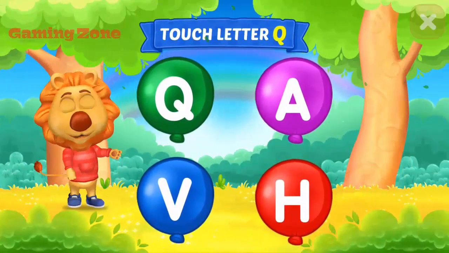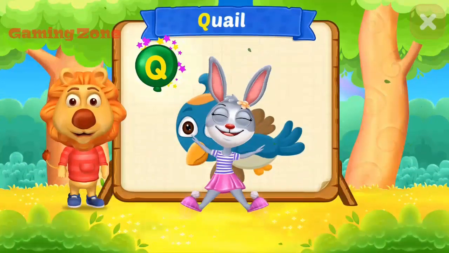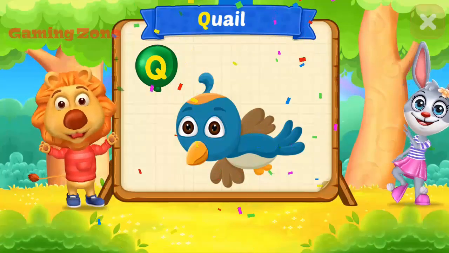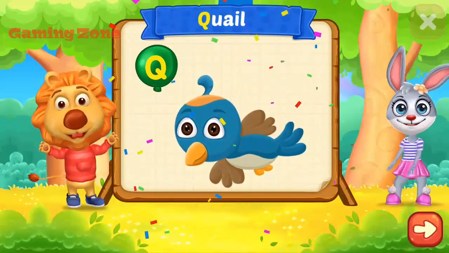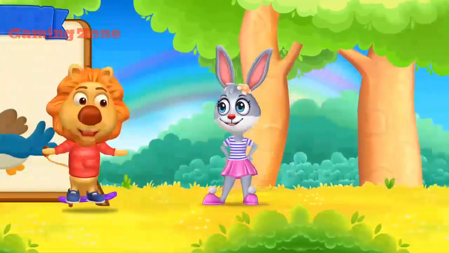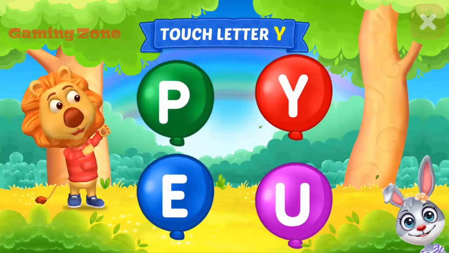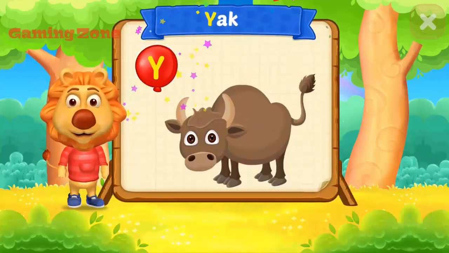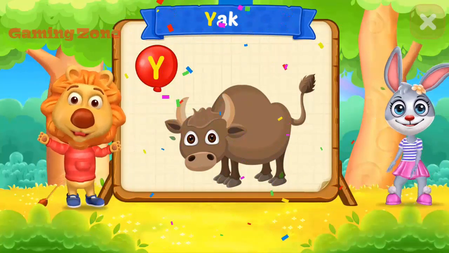Touch letter U. Q is for quail. Touch letter Y. Y is for yak.